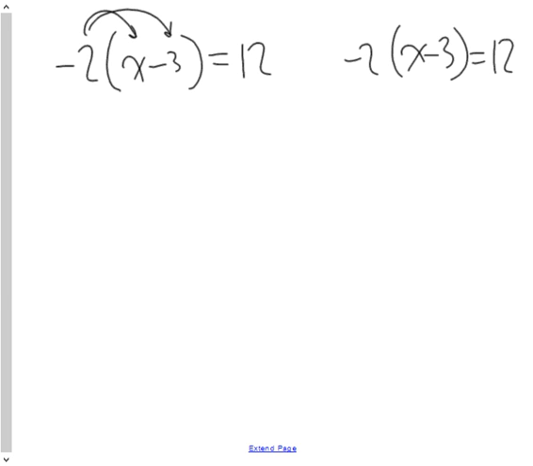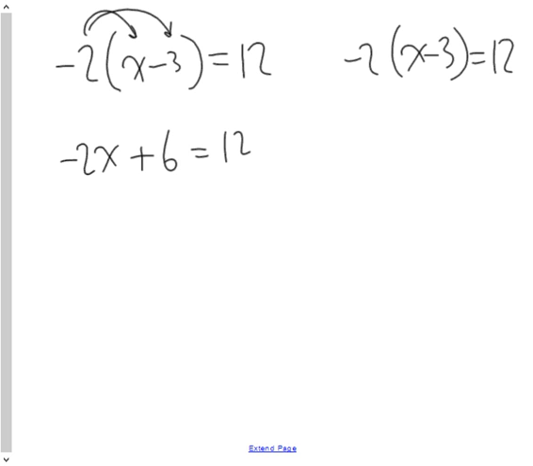And this is a little confusing because if I don't have that negative sign there, this makes sense: 2 groups of x minus 3 equals negative 12. But since I do have that negative sign there, I can't really articulate it as negative 2 groups of x minus 3 because that doesn't make sense. So all I'm going to really think about is what is negative 2 times x, and that's going to be negative 2x because that's what a coefficient does. It multiplies a variable. So negative 2 times x will be negative 2x. And a negative 2 times a negative 3 is going to be a positive 6.